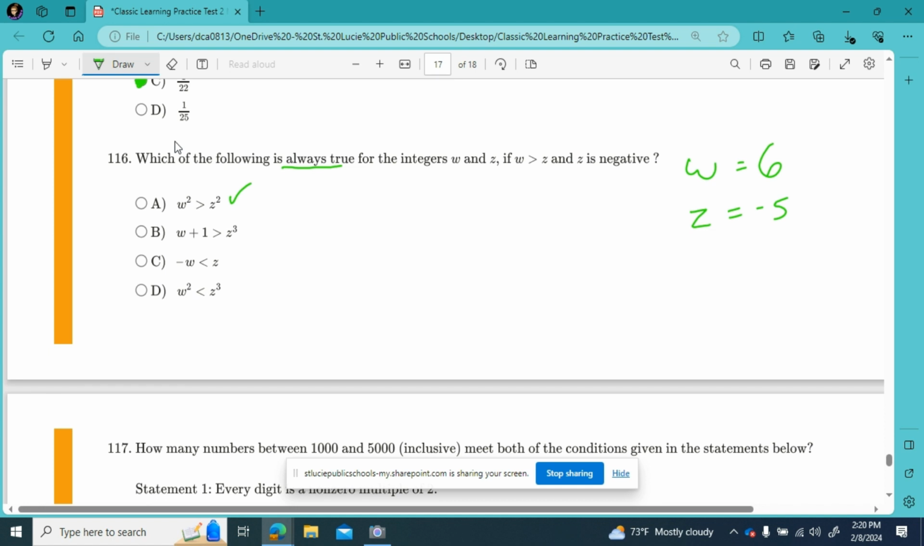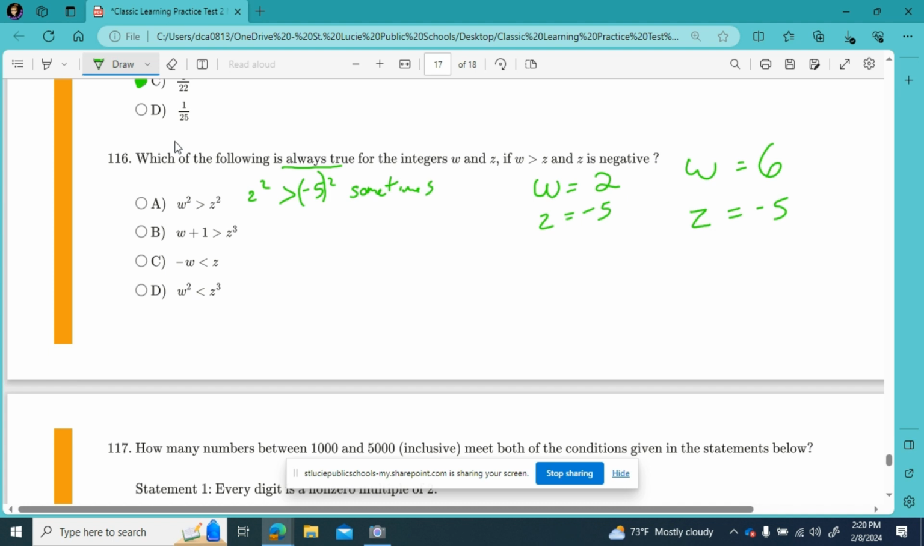Well, that's true for mine. Wait, would it always be true? W is greater than z. What if w was 2 and z was negative 5? Then would it be true? W squared, 2 squared, would not be greater than negative 5 squared, because a negative times a negative would become a positive. So not always, my bad. That is only sometimes true.